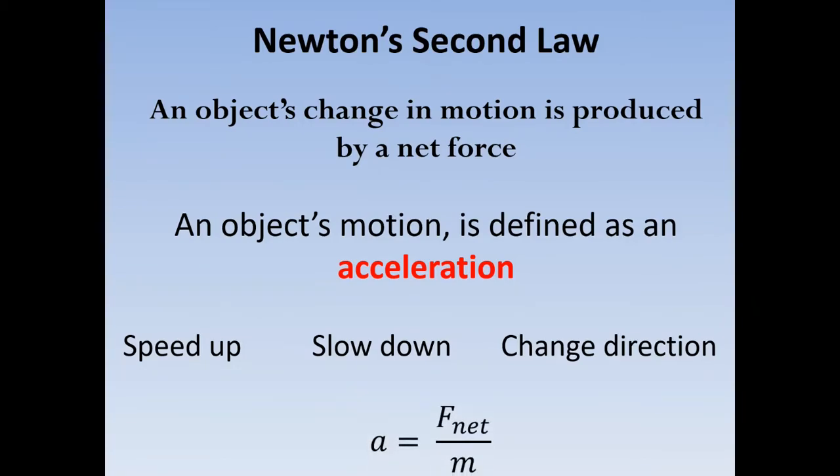Now, how much the motion changes, or the amount of acceleration, depends on two things: the net force that is applied and the mass of the object. The more net force that is applied, the more the object changes its motion. The less net force that is applied, the less the acceleration. The acceleration also depends on the mass. We saw this with Newton's first law as well. The more mass, or the more inertia, an object has, the harder it is to change its motion. So the more mass, the more inertia, and the less acceleration. So in order to change the motion of a higher mass object, we would need to apply more net force.